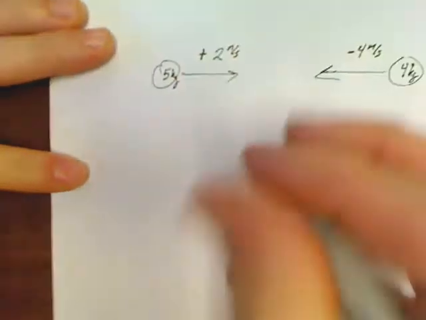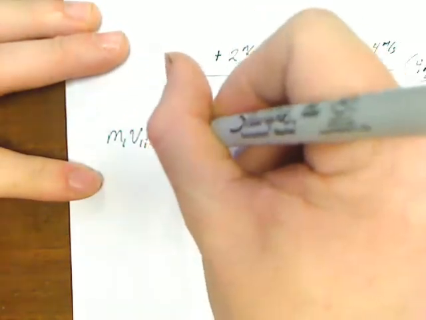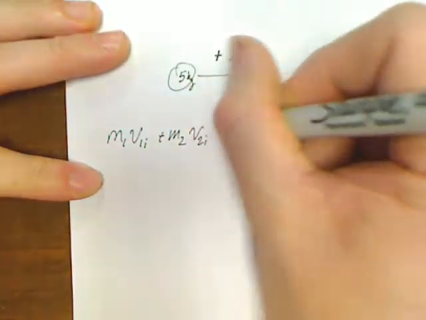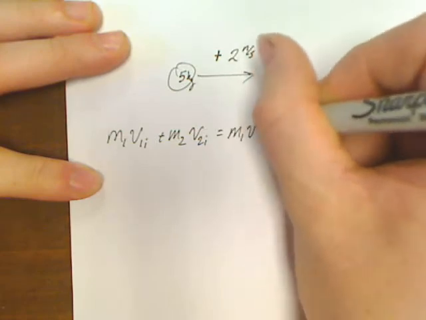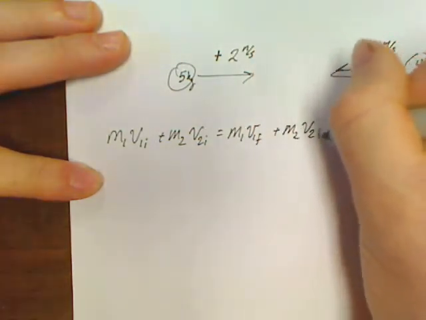You need 2 equations. You need your M1 V1 initial plus M2 V2 initial equals M1 V1 final plus... it's a lot of writing, I know.